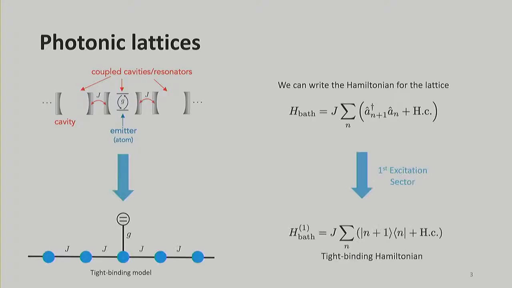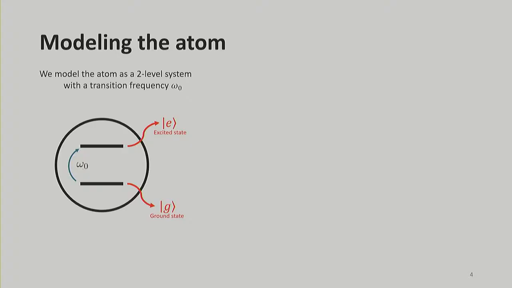We're going to work always in the first excitation sector, so it's just single-photon dynamics. When you do that, the Hamiltonian simplifies to a simple tight-binding Hamiltonian, and this is what we're going to use for the simulations that we're going to see. To model the atom, we're going to consider a two-level system with a ground state and an excited state and a transition frequency omega naught.